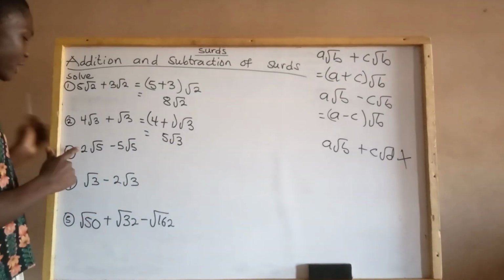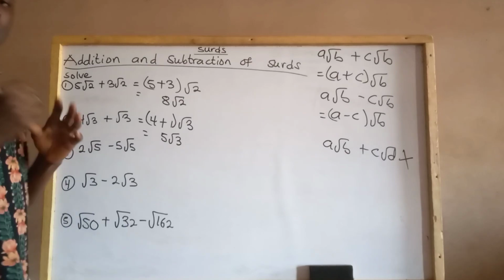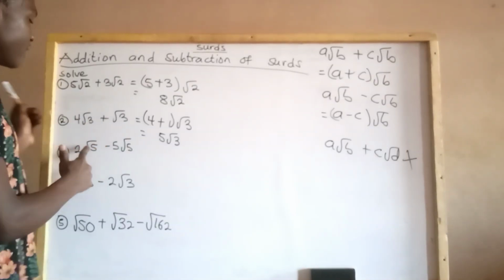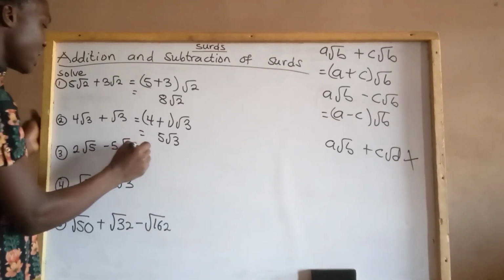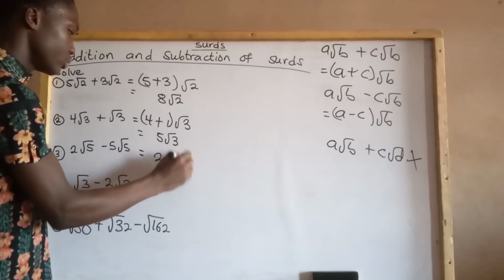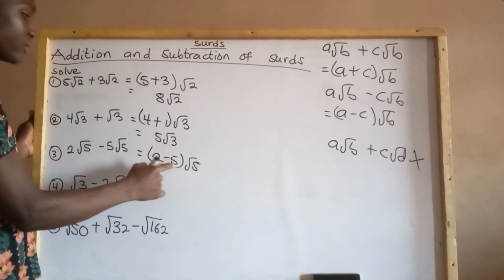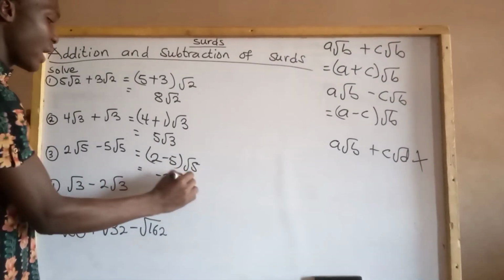Now here we have 2 root 5 minus 5 root 5. This one too, we are able to subtract because they are of the same root. You have root 5 here and root 5 here. So we get 2 minus 5 root 5. And then 2 minus 5 gives minus 3 root 5.